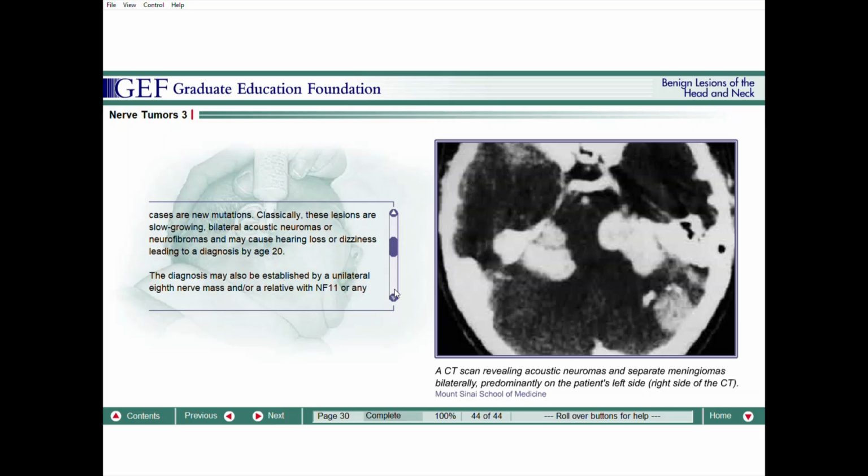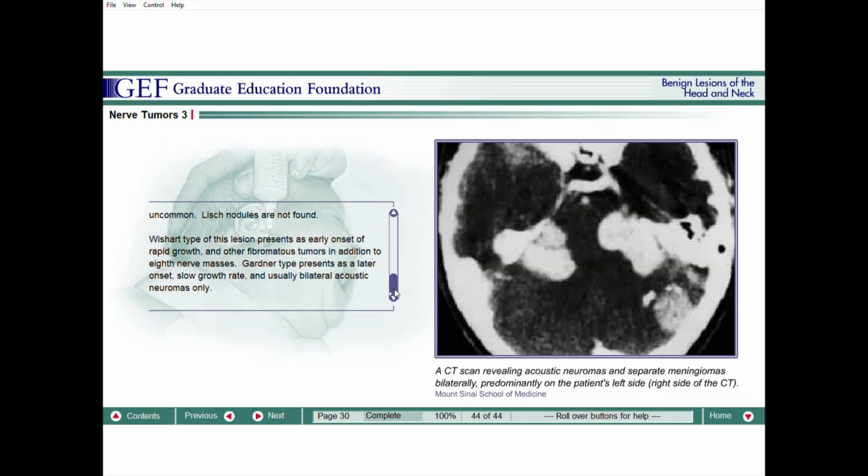diagnosis by age 20. The diagnosis may also be established by a unilateral eighth nerve mass and/or a relative with NF2 or any two of the following: glioma, juvenile posterior subcapsular lenticular opacity, meningioma, or neurofibroma schwannoma. Café au lait spots, posterior lens cataracts, and cutaneous neurofibromas are uncommon. Lisch nodules are not found.